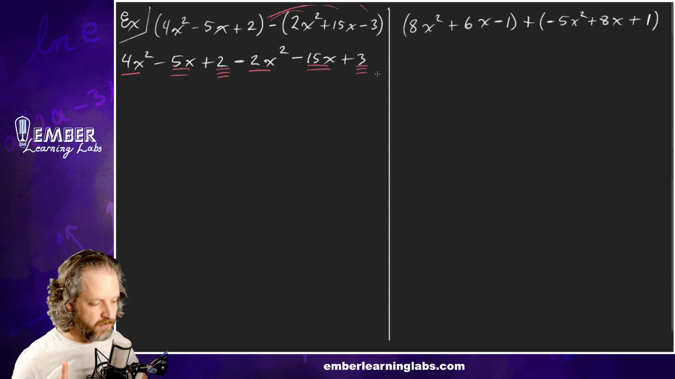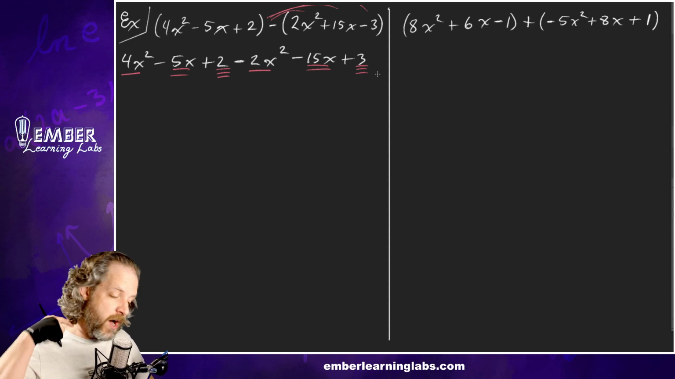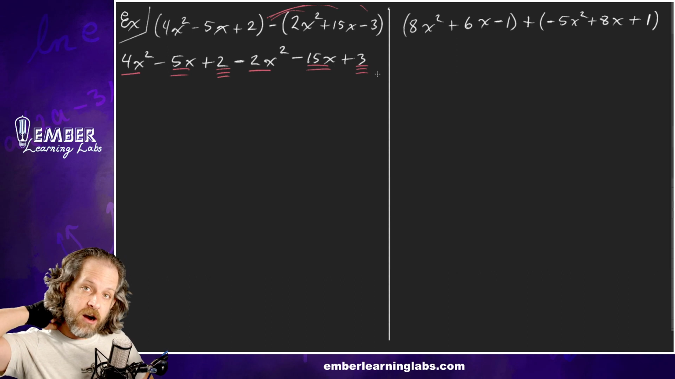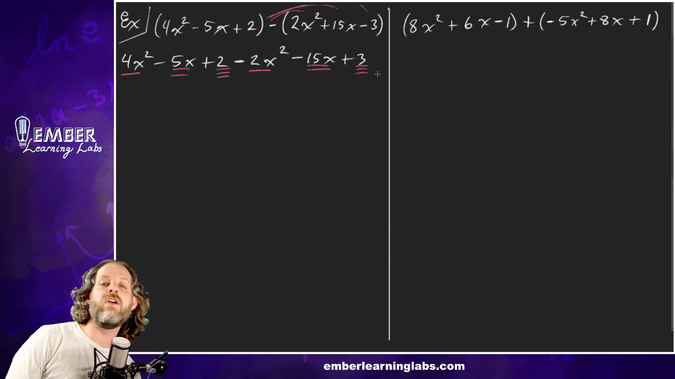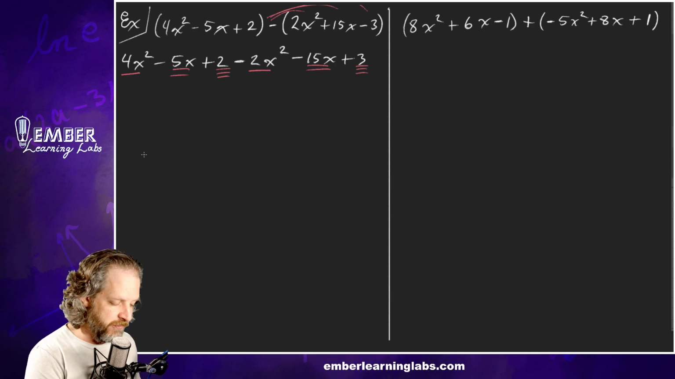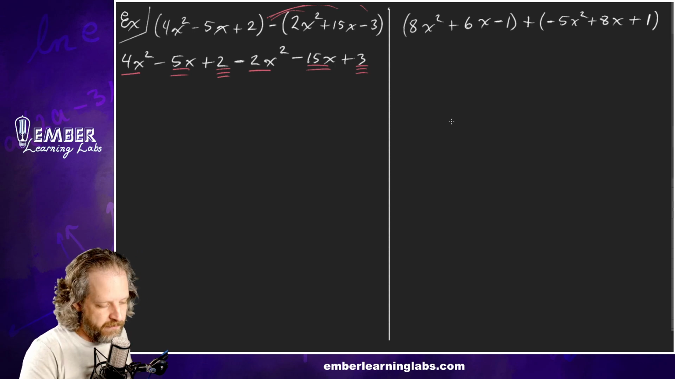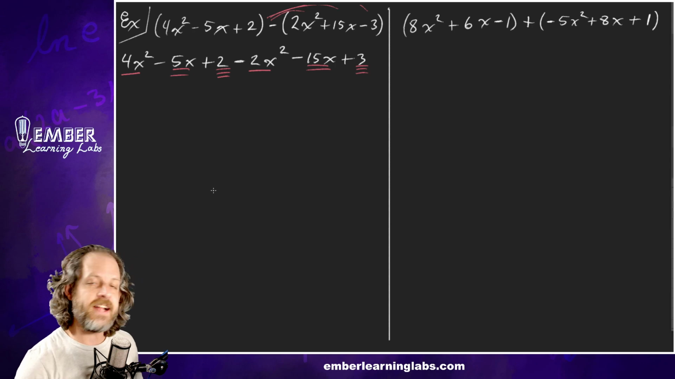Now, there's two things that I want to say. One is when we're doing these and we get our polynomial answer, you want to write your answer in descending order. What does that mean? Well, you put your highest power first, and then the next highest, and the next, and so on, however many there are. So our highest power here is squared. So that's the one that's going to go first.